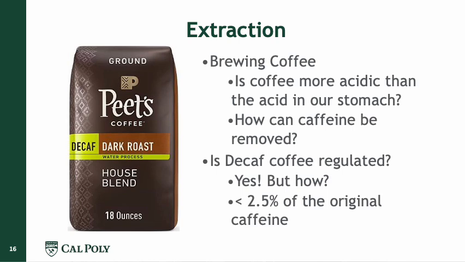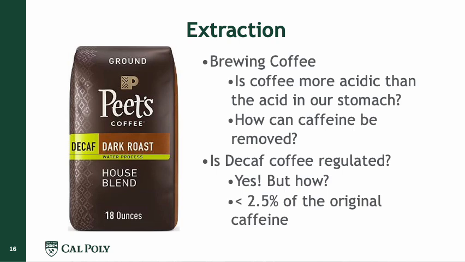So how can caffeine be removed? A lot of consumers want decaffeinated coffee or tea or other types of beverages. Caffeine is a compound that is soluble in water, and it can be removed by three main methods.